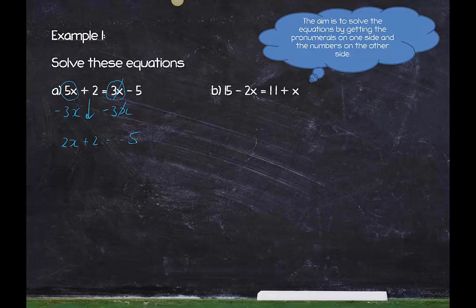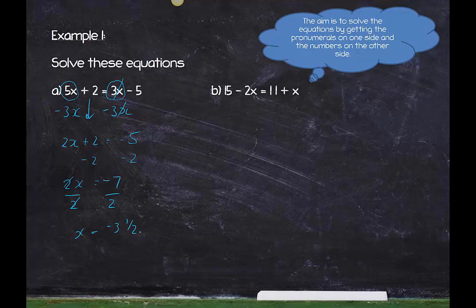Okay, so now we've got 2x plus 5 equals minus 5. So we minus 2 from both sides to give us 2x equals minus 5 minus 2, which is minus 7. We've got 2x, which is 2 times x, equals minus 7, so we're going to divide by 2, which leaves us with x equals minus 3 and a half. So our answer is minus 3 and a half.